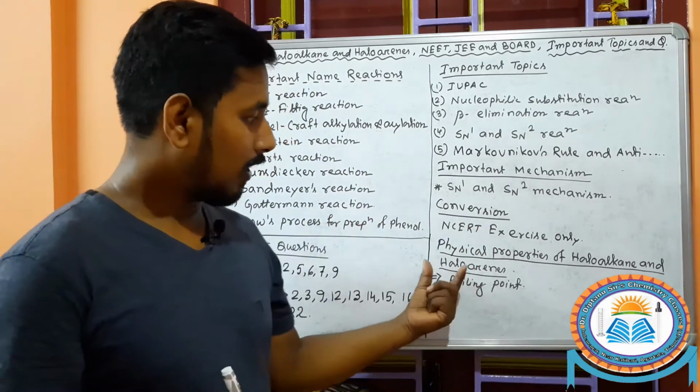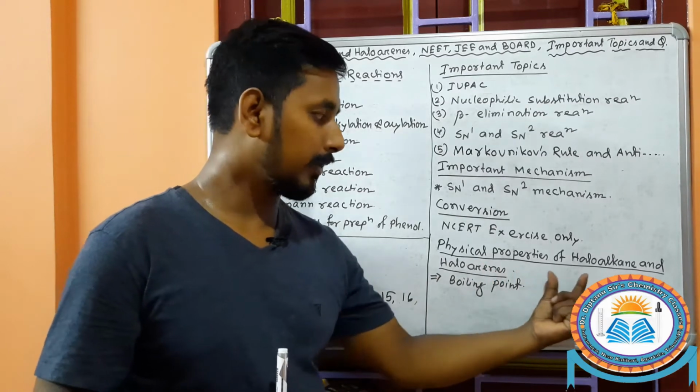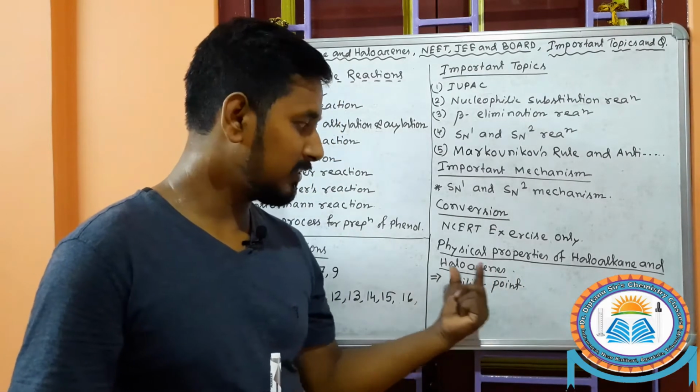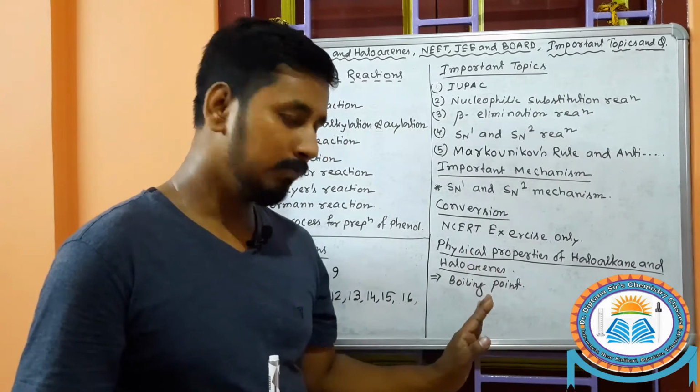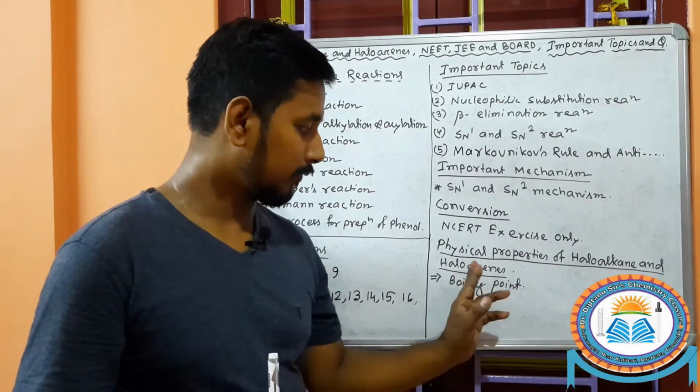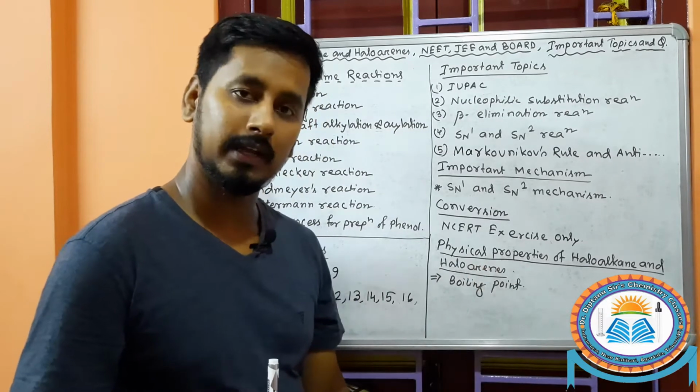Now, after that, the physical properties of haloalkanes and haloarenes. In the physical properties part, you just follow the boiling point part. Boiling point part is most important from the physical properties of haloalkanes and haloarenes.